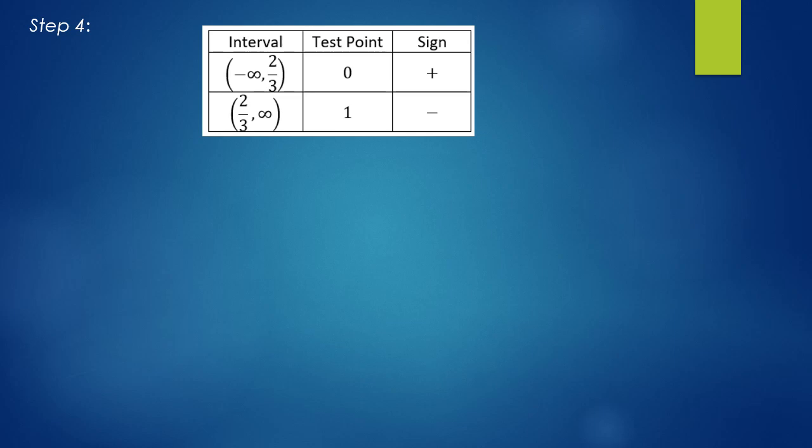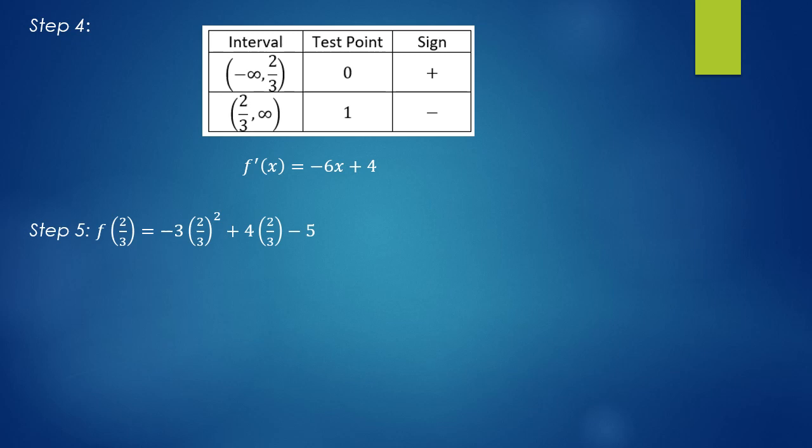And then for the interval 2/3 to positive infinity, these are the numbers that are greater than 2/3. The most convenient number to use is 1. Now remember, our first derivative was negative 6x plus 4. So if we substitute 0 into negative 6x plus 4, this will be 0 plus 4, so that's positive. And if we substitute 1 here, we will get negative 6 plus 4, so that is negative.